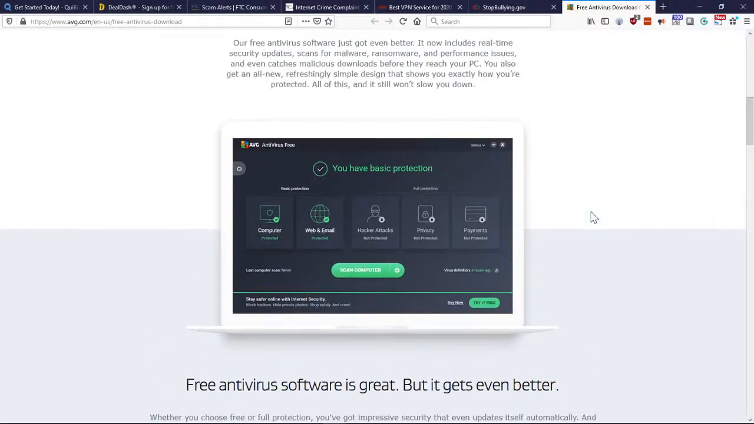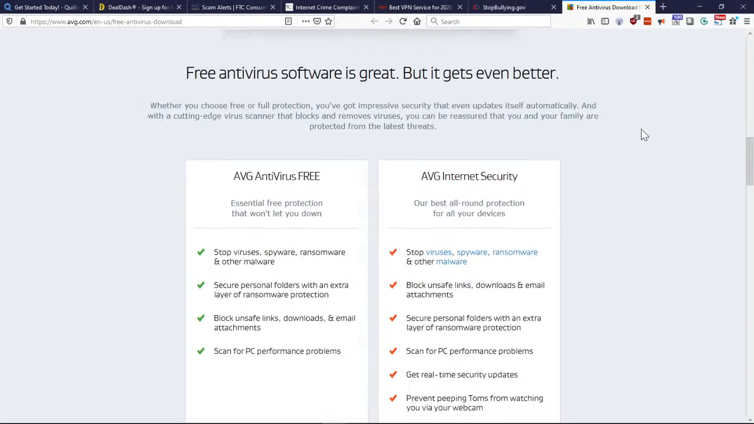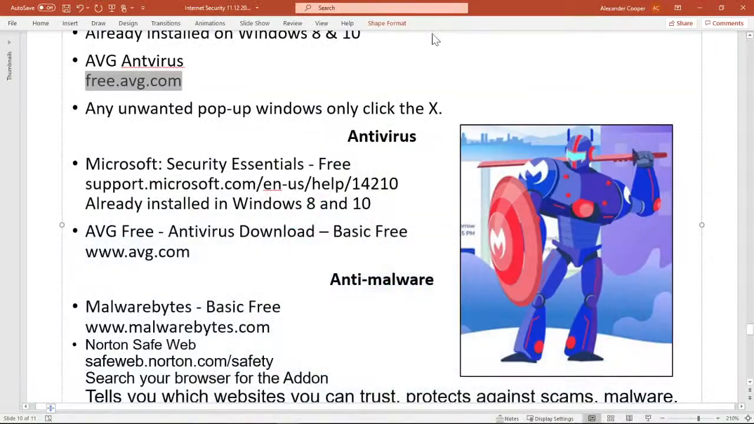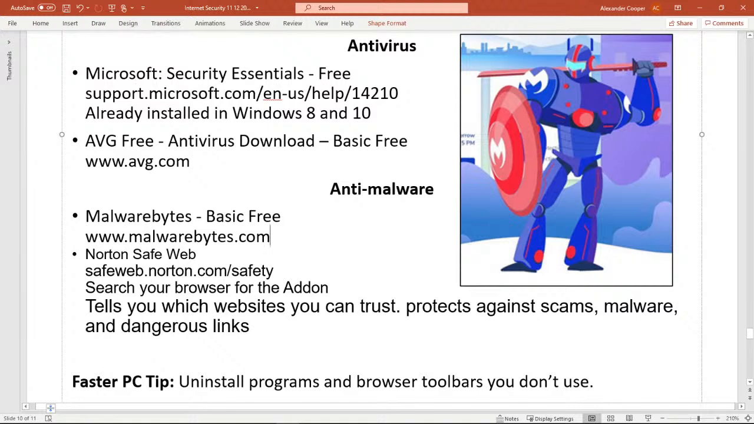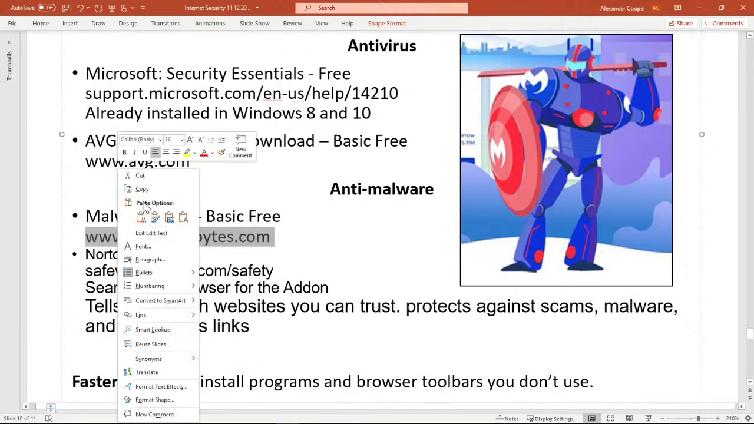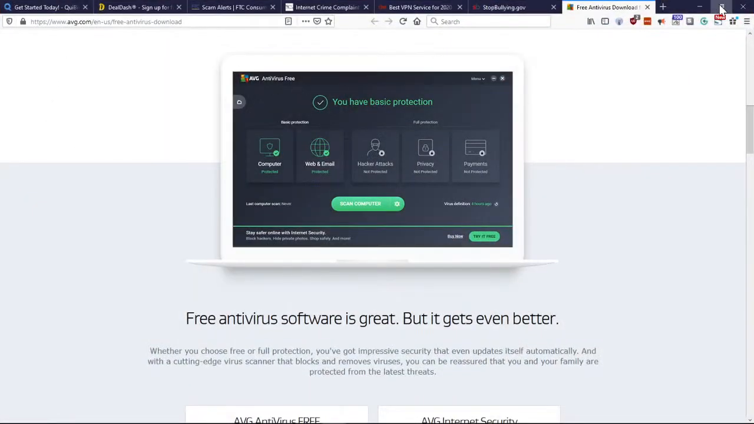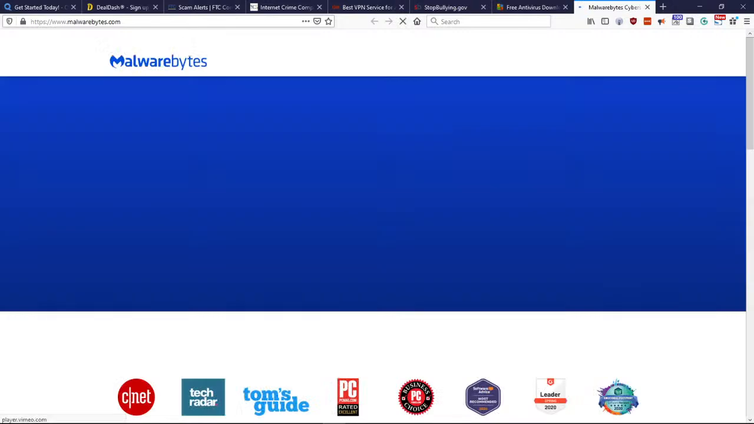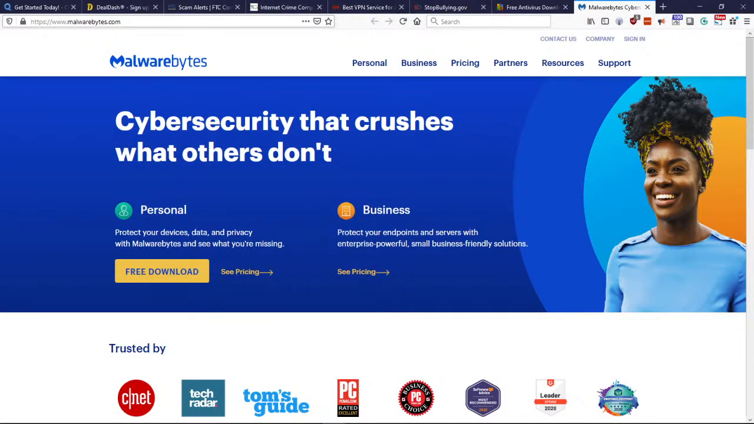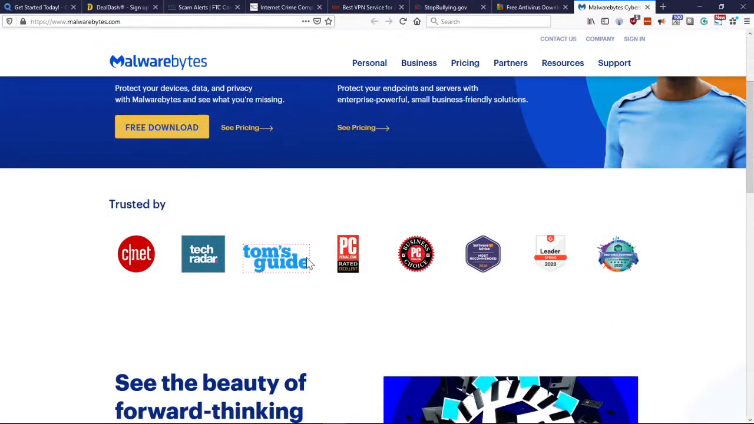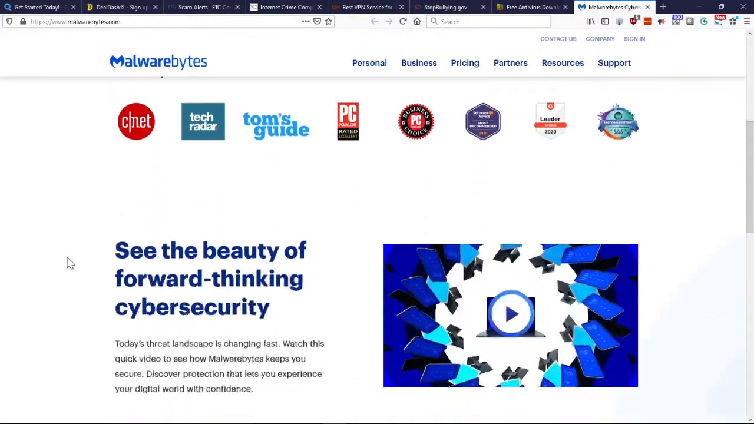Okay. Of course, like I said, Windows actually does come with a free antivirus software, Microsoft Security Essentials, the AVG. The big one here is Malwarebytes. I really recommend that. I've only ever used the free version of it. It's free for personal use, and you just run it. It only runs when you run it, okay? Malwarebytes, and then they actually have pricing for business. And you see it's trusted by a whole bunch of different websites too.